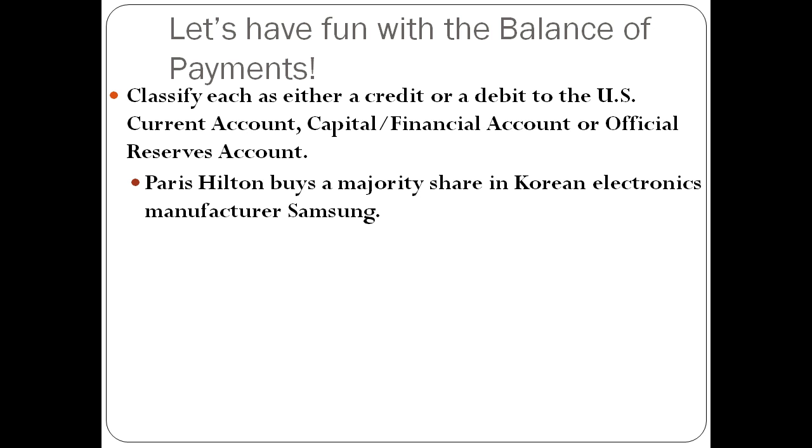So the first one we're going to look at here is Paris Hilton buys a majority share in the Korean electronics manufacturer Samsung. So the first thing we do is we figure out, is this capital financial, current, or official reserves? You can see it's talking about buying shares here, so this is definitely going to be under the capital financial account. Now we need to figure out, is it a debit or is it a credit? So it looks like Paris Hilton is purchasing shares in a foreign company, so you're going to have an outflow of financial assets here. So because of that, it is going to be a debit. It's going to be a debit to the capital financial account.